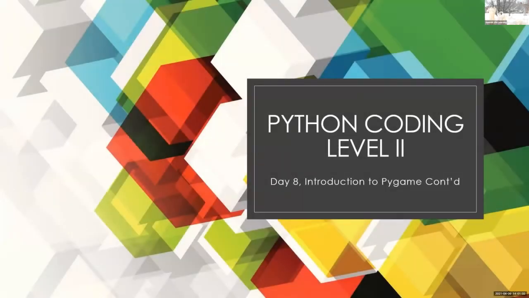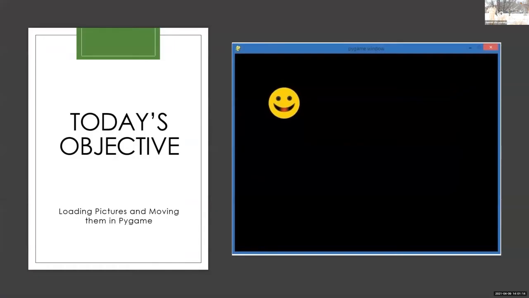So let's begin with today's class. Today we'll be going through some other basic functionalities of Pygame. That is, we will be going over how to load your own image that you found on the internet into Pygame, and also how to move those images around.